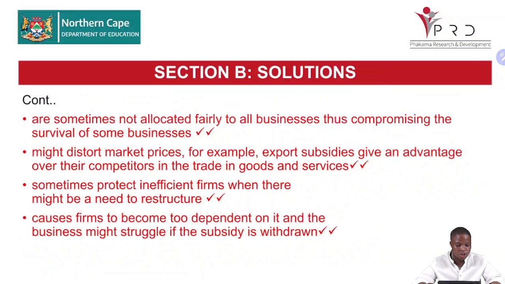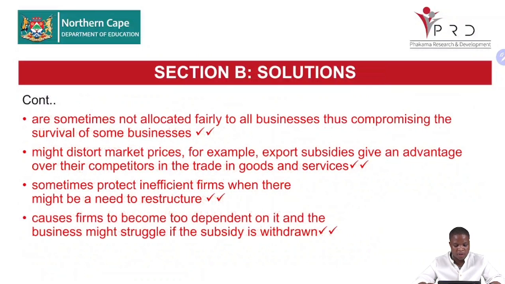Right. It might distort market price. For example, export subsidies give an advantage over their competitors in trade in goods and services. So it may be a problem to the competitors who are not subsidized. Sometimes it protects inefficient firms when there might be a need to restructure. Because they are given all the subsidies, they may be more inefficient because they don't know the real cost of production. Those are negative effects.